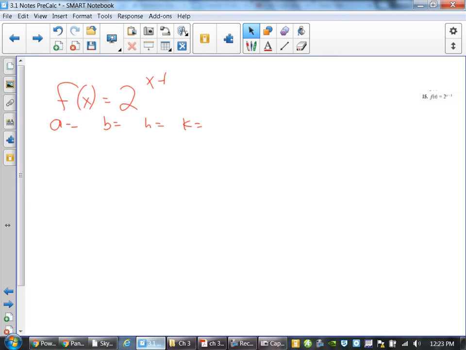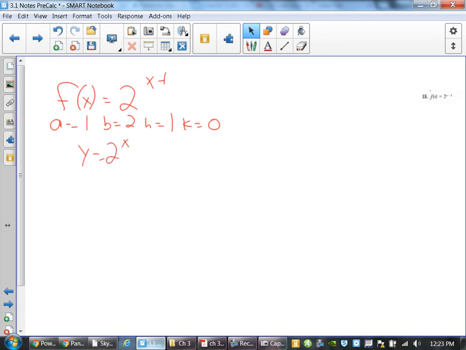In this case here, what's the value of A? It's 1, because it's not there, it'll be a 1, since it's 1 times it. What's B? 2. What's H? H is 1, good. And K, 0. So your parent function will be y equals 2 to the x.